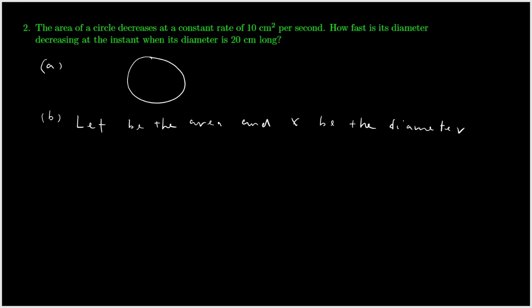Because you are looking for the rate of change of the diameter, right? But it's hard to get a relationship between the area and the diameter. What we know is how to get the area of a circle in terms of the radius. So that's why we need to introduce one other notation. So now let R be the radius.